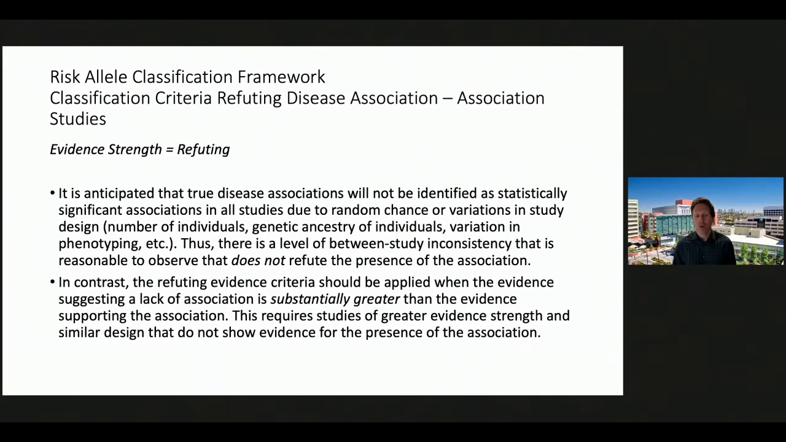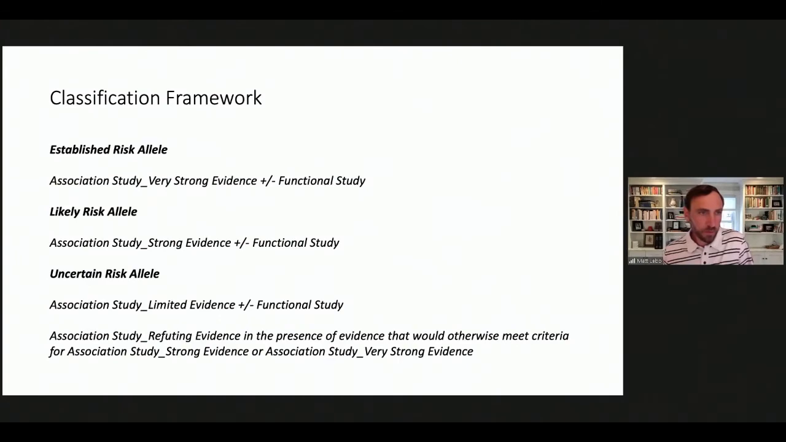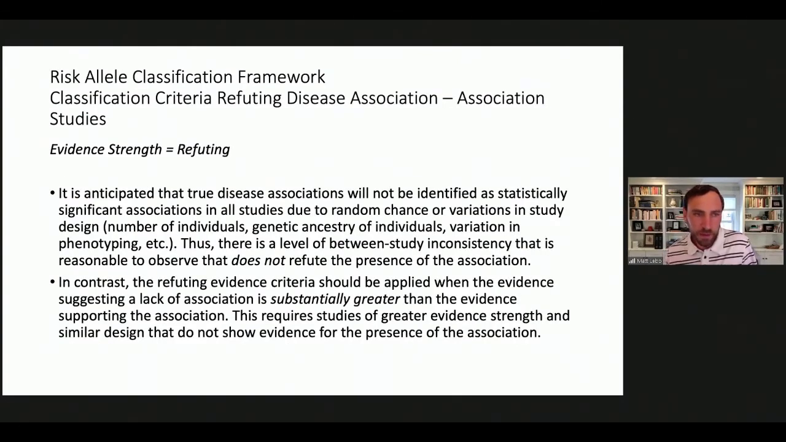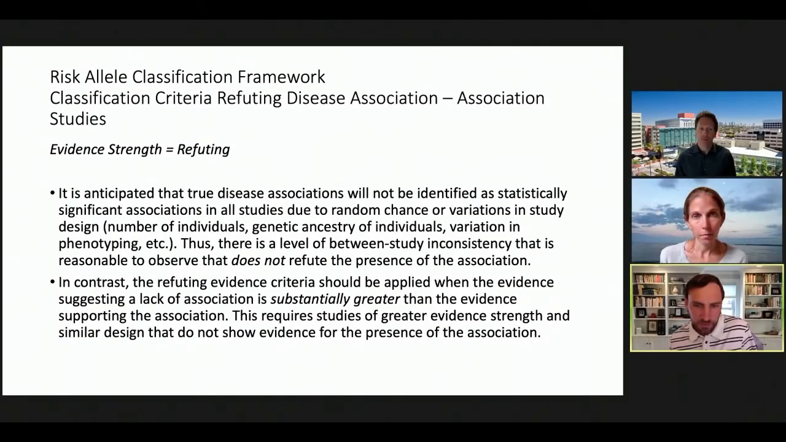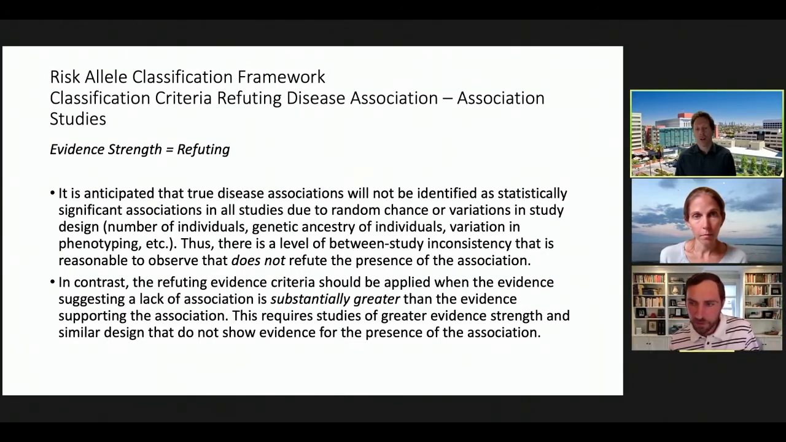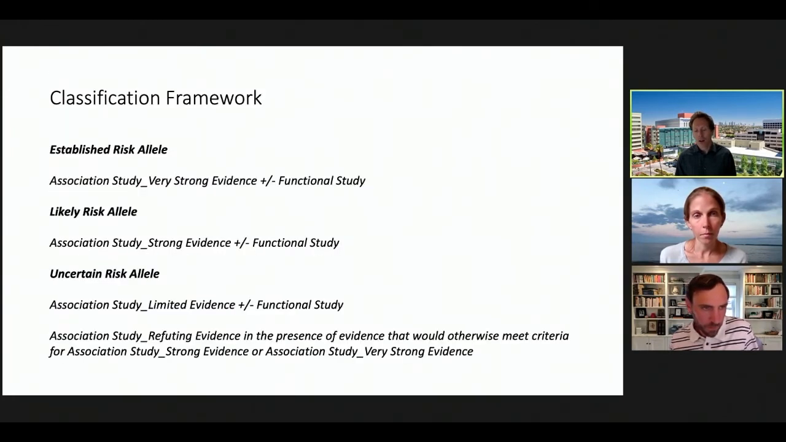So in those cases, we would suggest that the association is refuted, but it really requires greater evidence strength and a similar design that lacks the presence of the association. The next slide. And Ryan, one thing about negative criteria too is that functional data for risk allele is not refuting. Yes, negative functional data. Yeah, we touched on that, but you don't need functional evidence, and negative functional data is not refuting.